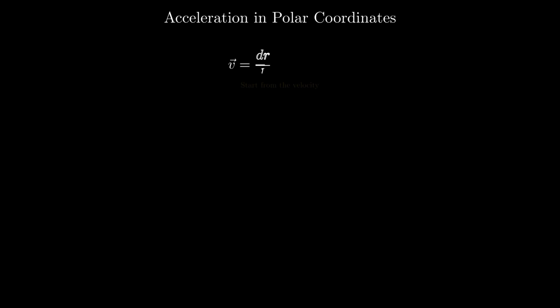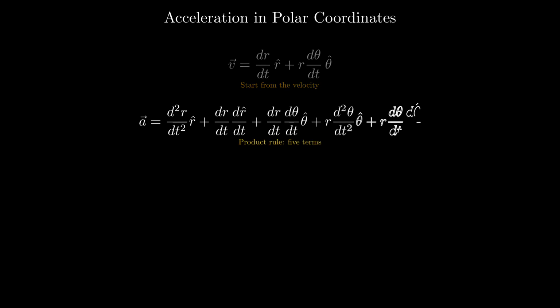Now differentiate the velocity to get acceleration. Apply the product rule to each piece. This gives 5 terms. D squared r dt squared times r hat plus dr dt times the derivative of r hat plus dr dt times d theta dt times theta hat plus r times d squared theta dt squared times theta hat plus r times d theta dt times the derivative of theta hat.